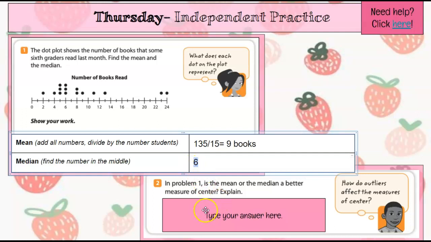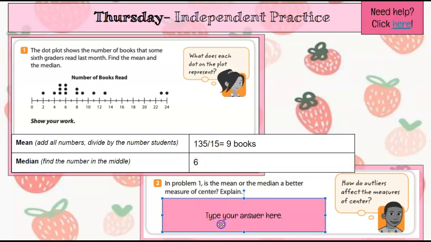Number 2 reads, in problem 1, is the median or the mean a better measure of center? Now, if you look at your numbers, between 2 and 11 are 13 out of 15. So the majority of your numbers are between 2 and 11. So they're pretty low. But you've got these 2 outliers up here at 23 and 24. So between 2 and 11 is about 6.